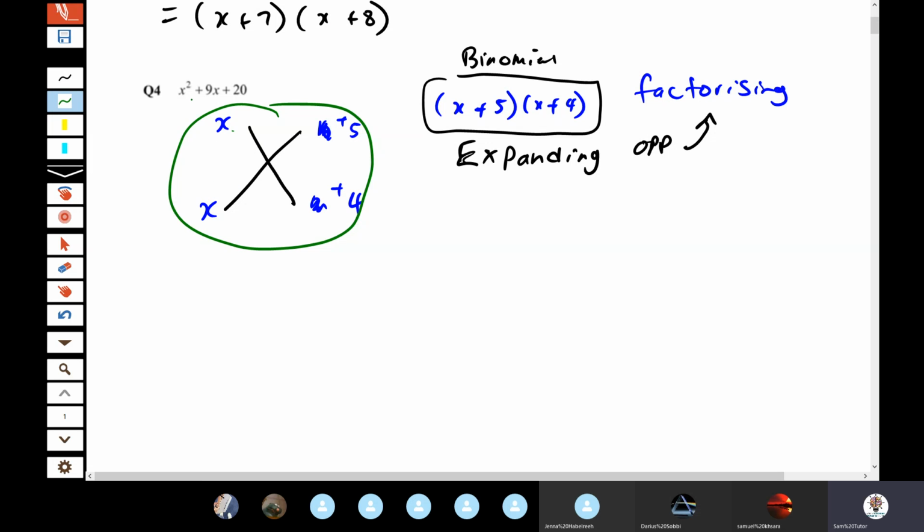You can do x times x is x squared. X times 4 is 4x. 5 times x is 5x. 4x plus 5x is 9x. 5 times 4 is 20. That's exactly what we're doing, but that's what I mean by we're doing the opposite. We're not so interested in the expansion. We're more interested in the factorization. But you could obviously use this to expand if you really wanted to. Why not?